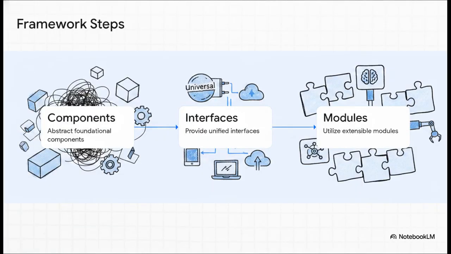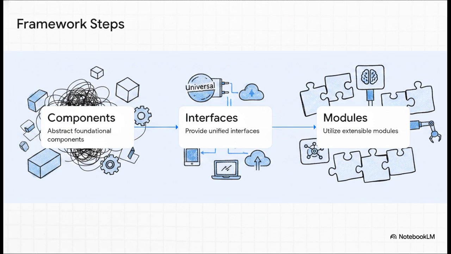Now, what's really interesting about this slide is how AgentScope actually approaches this whole problem. It doesn't trap you in a rigid box. Instead, it operates as a totally flexible infrastructure toolkit, breaking things down into 3 strategic steps. Step 1, it abstracts the foundational components. Basically, it hides all that messy, complicated background code and just hands you clean, usable building blocks.